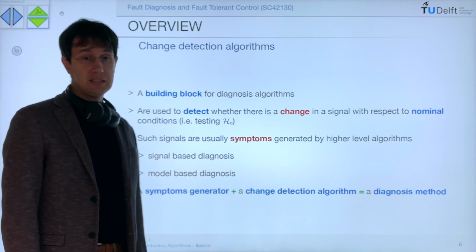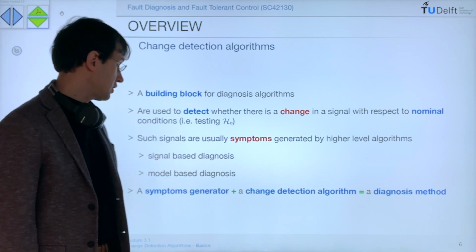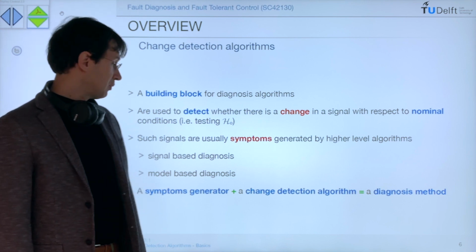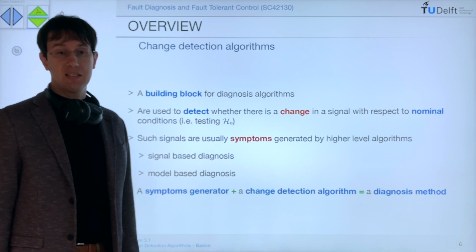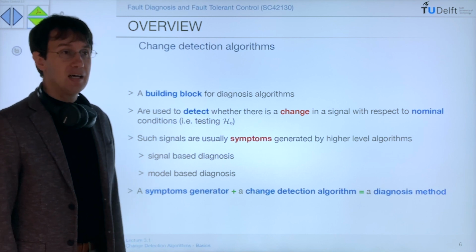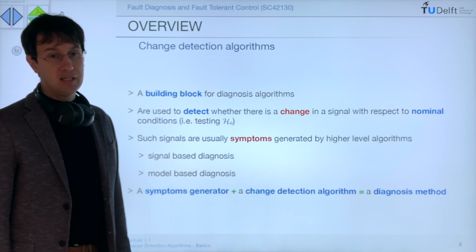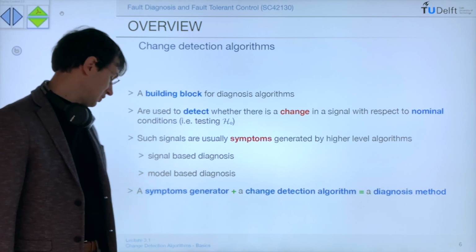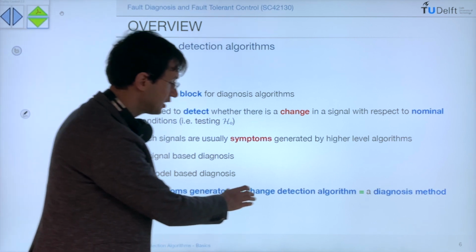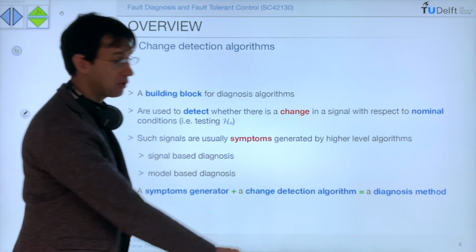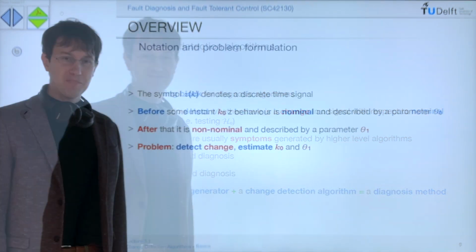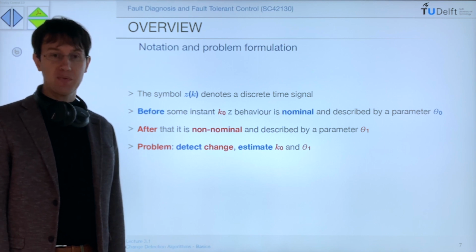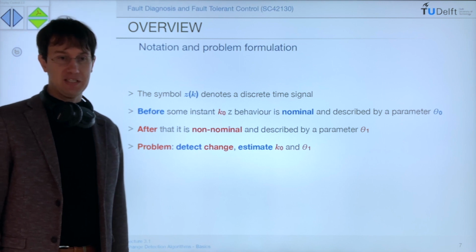What they do is look at the signal and check for a change. We need a way, of course, to specify what is nominal and what is not, but we will see that. The signals that this detection is going to look at, in our case, are the signals generated by our higher level blocks, so the symptoms. If we can combine one way to generate a symptom plus a change detection algorithm, then we get a complete diagnosis method. Before moving on, let us introduce some common notation and terms we are going to use throughout the rest of these lectures.